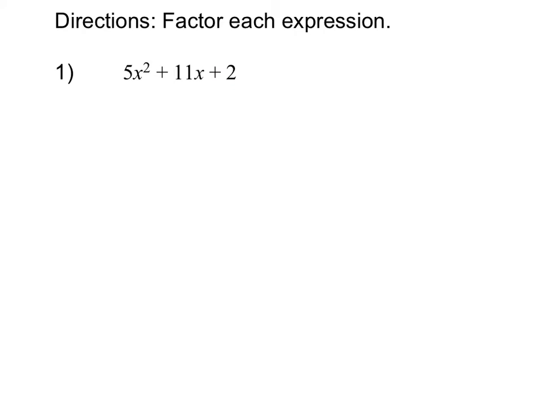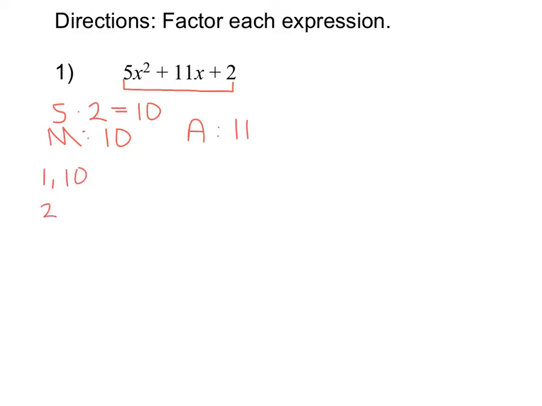So if we try a problem, the directions say factor each expression. So I'm going to take my a value and c value, and I'm going to multiply those together. So 5 times 2 is 10. So we're trying to find two numbers that multiply to 10, but then also add to our middle number, which is 11. If you need to write out the factors, you can. So we have 1 and 10, 2 and 5, and then 1 and 10 add to 11.